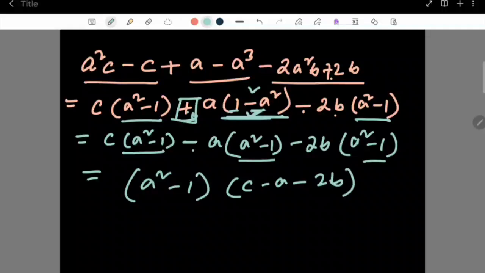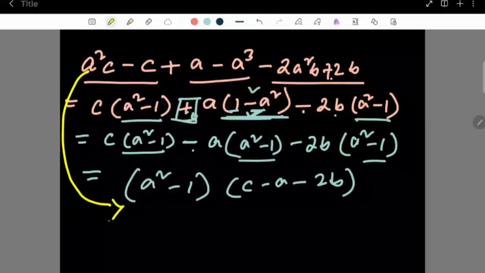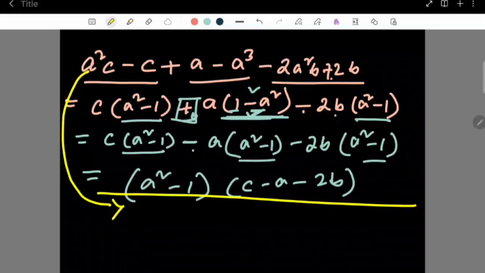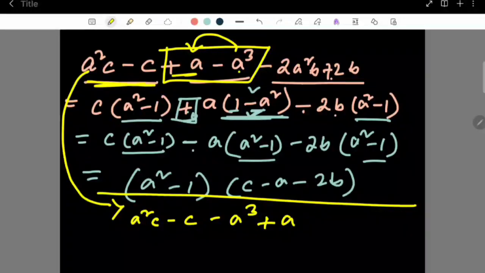Now this can be resolved in another way also. What will be that other way? Rearrangement or grouping. How can we rearrange? At first this a square c will be there, minus c. These two terms we have not changed. Here the problem was occurring. So this fourth term I am making in the third place, minus a cube, and this plus a we are writing next. Here was no problem, so we will not change the last two terms.